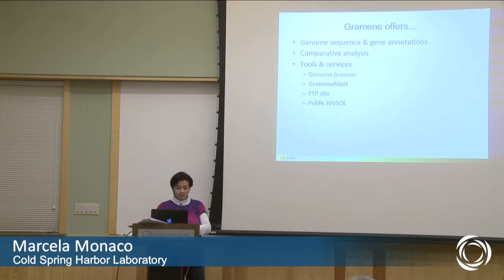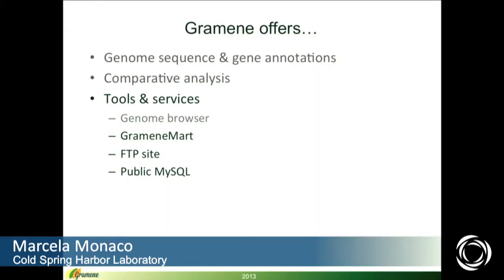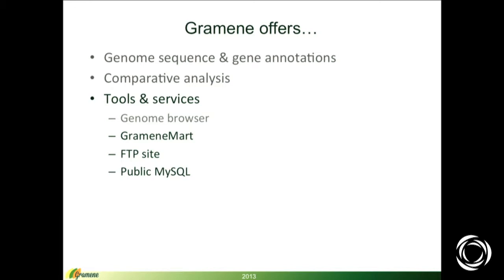So I already mentioned the Genome Browser. And there are other tools and services that we provide, and these are just a few. There is a Gramene Mart, which, if you have used the Ensembl Mart, is a kind of customized way. The Mart comes from going to the supermarket, where you can make customized queries. You can bring your shopping list and go through that. And I'm going to show you a quick example. You can get bulk downloads of data through the FTP site. And if you prefer programmatic access to the Gramene databases, you can use the public MySQL.